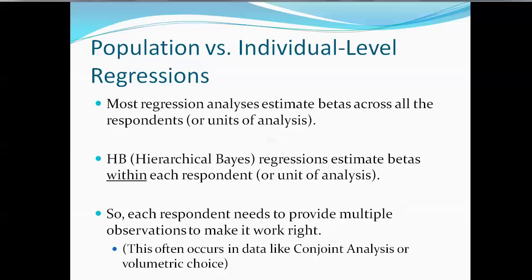Now, most regression analyses that you've probably used estimate betas across all respondents or units of analysis. In other words, they create a summary set of betas for the population. However, with hierarchical Bayes regressions, we estimate betas within each respondent or unit of analysis. Why do we do that?